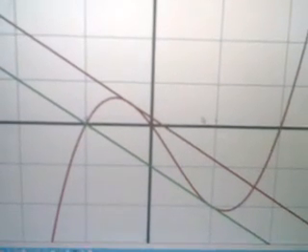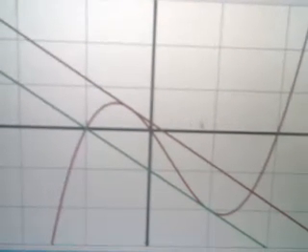All right, that takes us through an example of the mean value theorem. Hope you guys understood it. That's it.